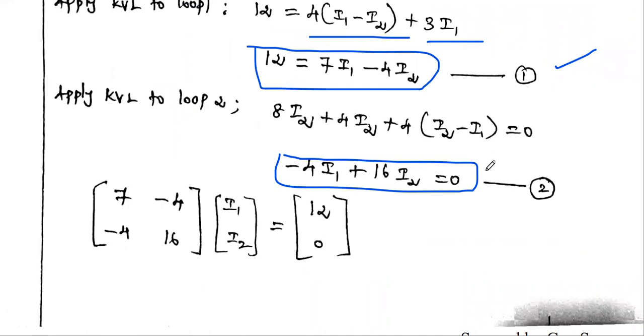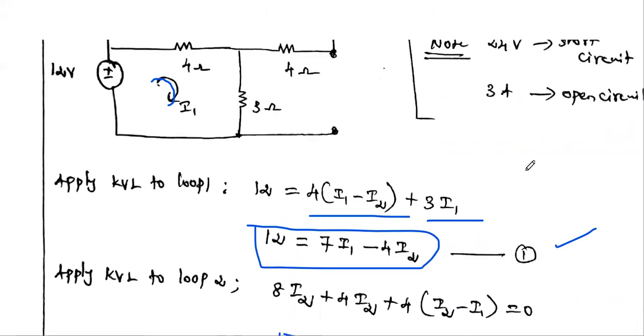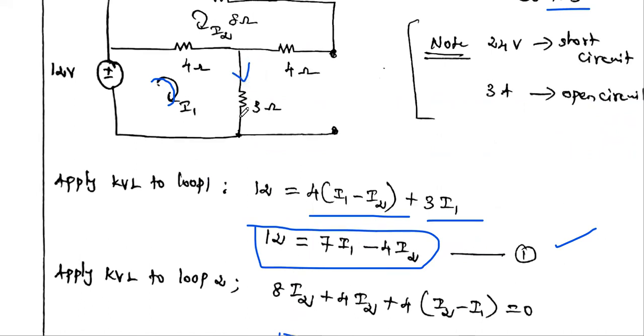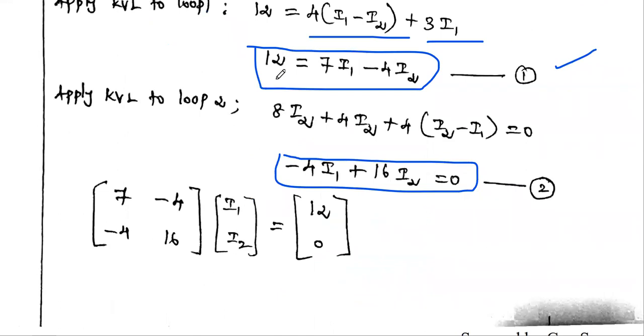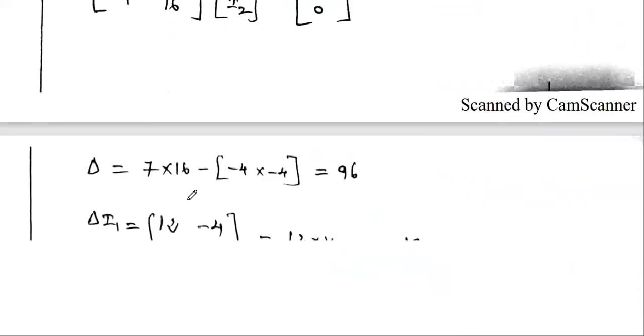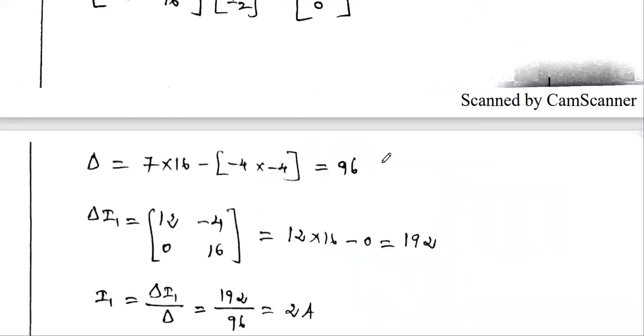So by solving these two equations, what is our aim? Our aim is to find out the current flowing through this 3 ohm resistor. So in this circuit, what is the current flowing through the 3 ohm resistor? I1. Okay, so you just calculate I1 only, no need of I2. Then you convert these two equations into matrix. Then you find the del value, it is 96.